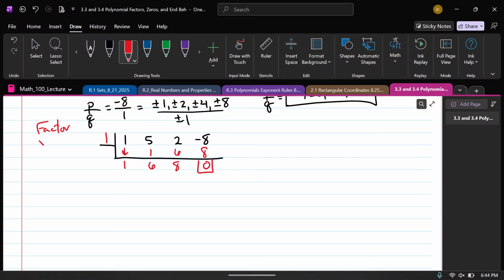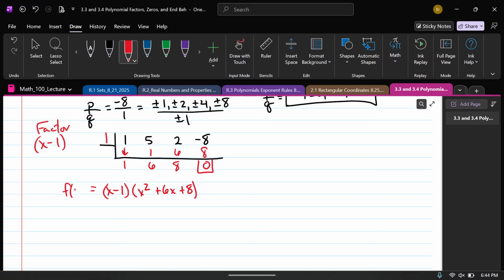X minus 1. Yeah, x minus 1. So we have a 0 of 1. We have a factor of x minus 1. Okay? That took my polynomial down from x cubed to x squared. That's right. So this is x minus 1 times x squared plus 6x plus 8.